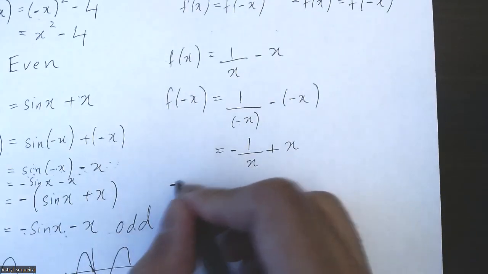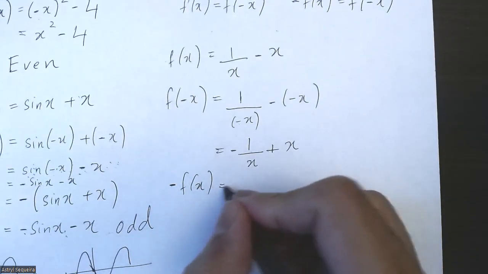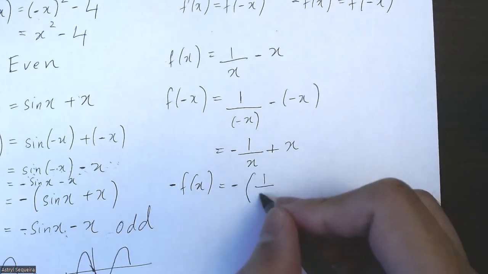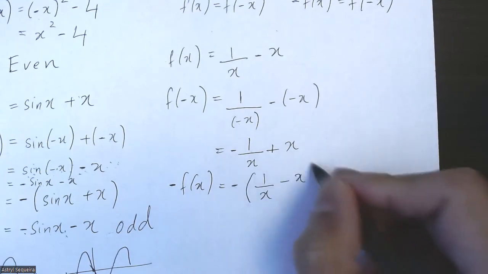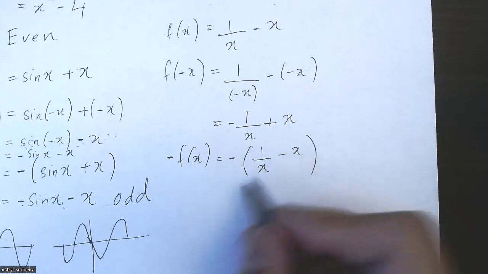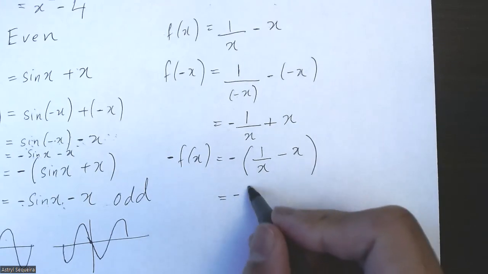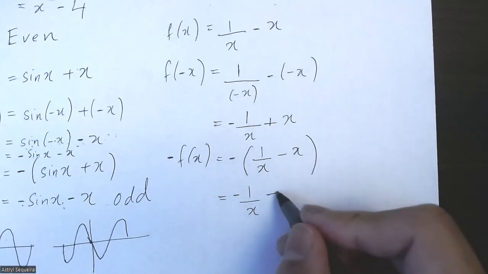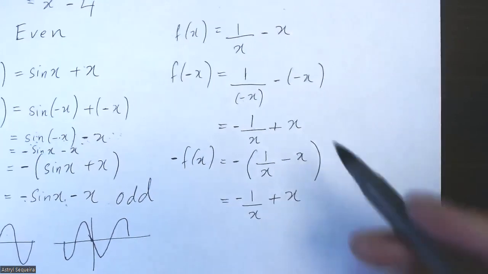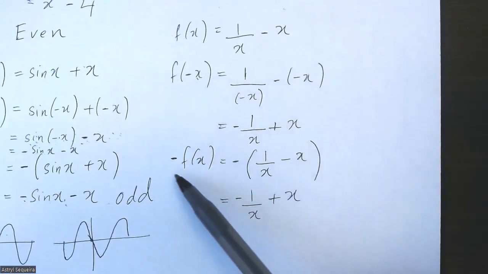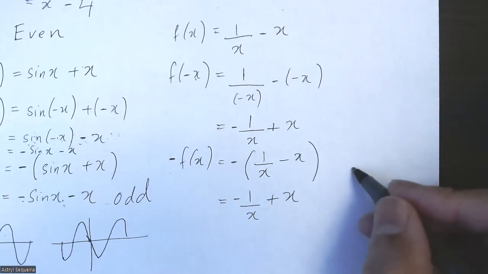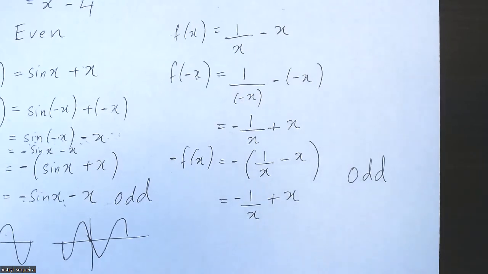Let's test for odd now. Negative f of x is just negative, and then I put the entire function into the bracket. Now I'll multiply this negative into the bracket, and I get negative 1 over x plus x. As you can tell, f of negative x is the exact same as negative f of x, making this an odd function.